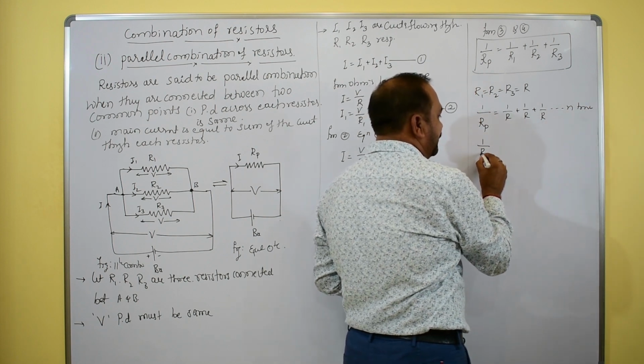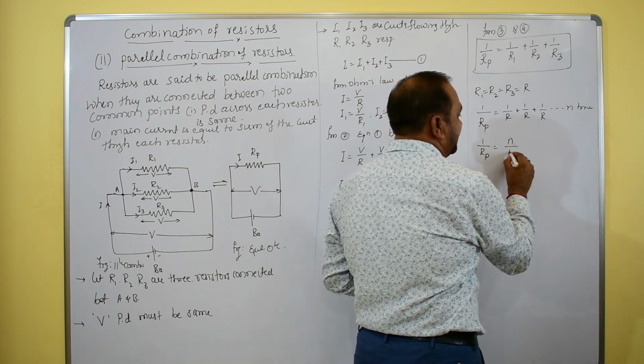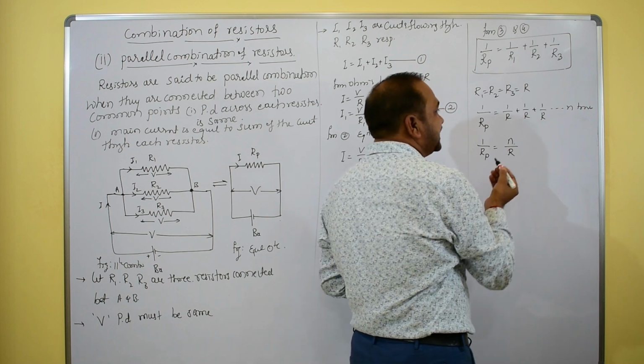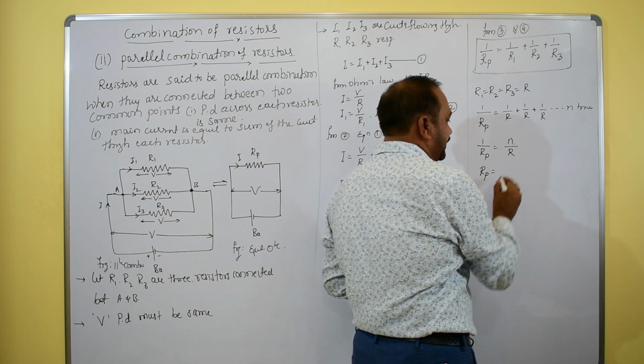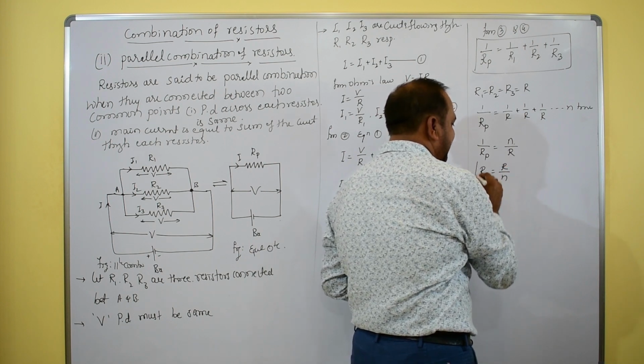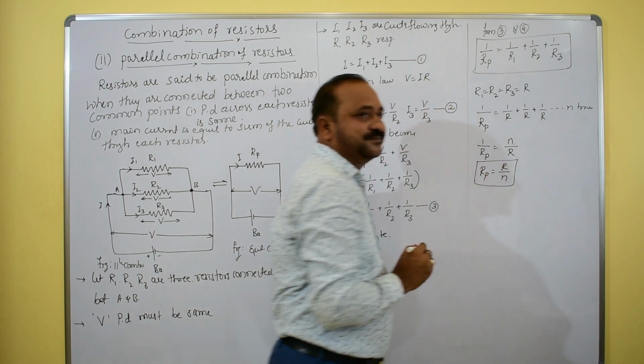This is what 1 divided by Rp equals: n times 1 by R. So this is n divided by R, and therefore Rp equals R by n. This is one of the important expressions.